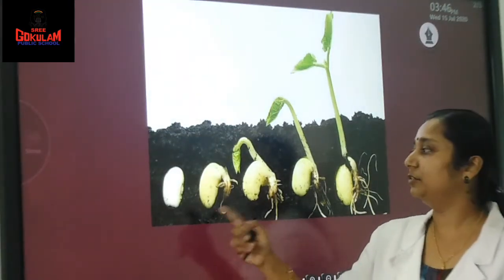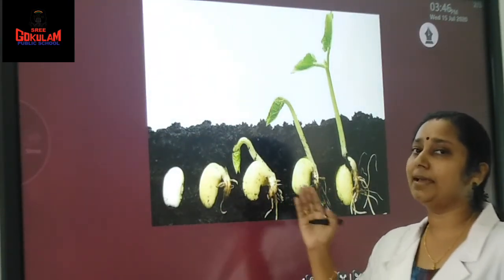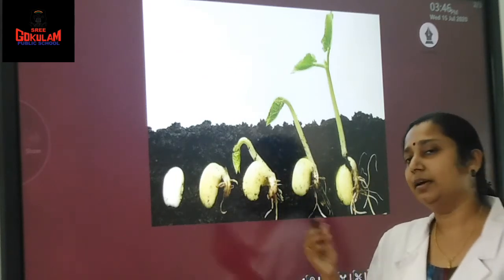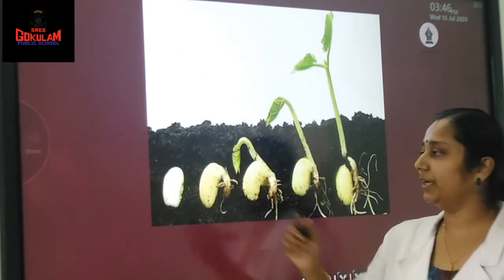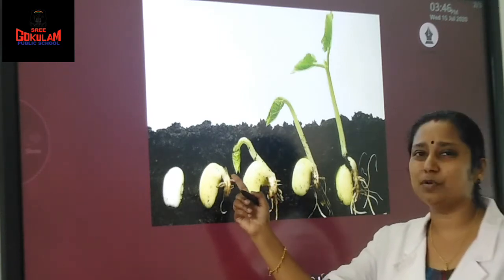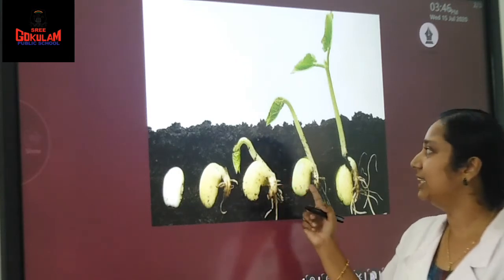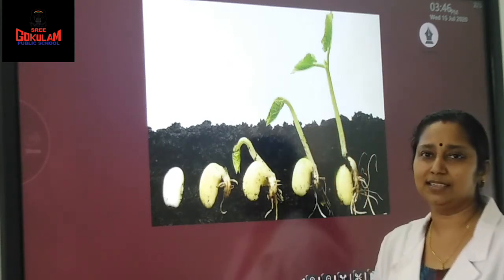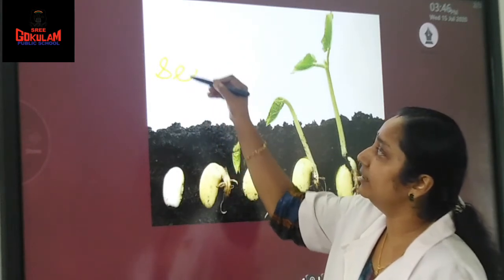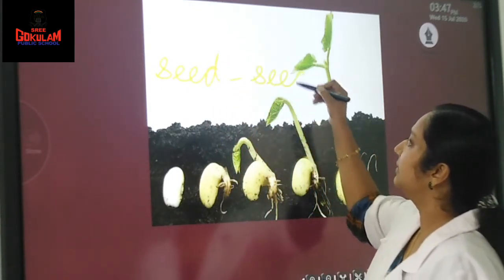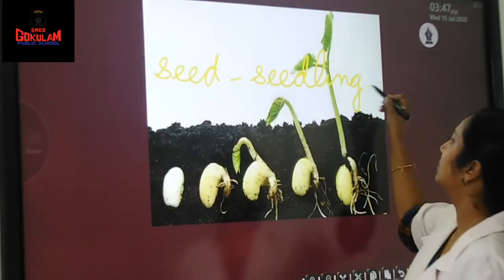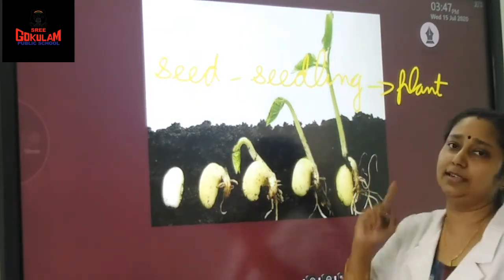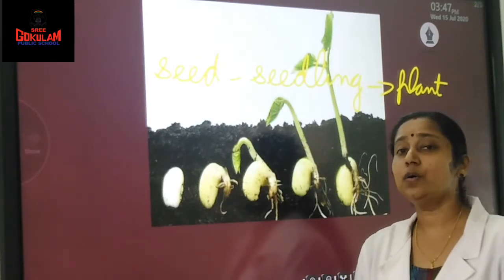You can see the same process or the same method as you do this activity from your house. First, this is done in the mud. Instead of mud, you can take wet cotton and do it. First the seed, then slowly a small plant comes out, it becomes a seedling. Then stem and two leaves came out. Then it became a small plant. From seed, it becomes seedling, and then it grows into a plant. Seedling, plant. Through this activity, you can understand how a plant grows.